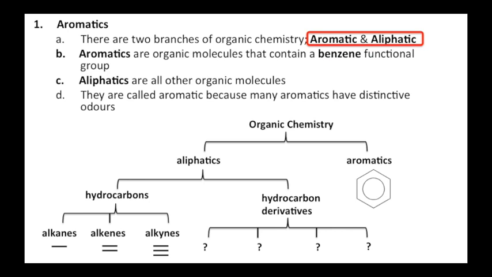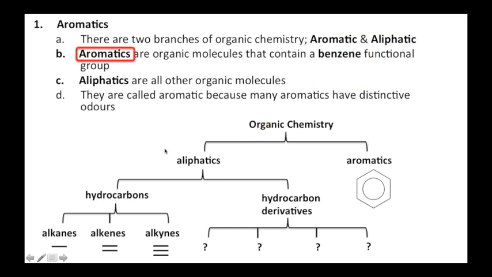Alright, so what's an aromatic? Well, if you look at this chart that I've created, you'll see it basically has two divisions: aliphatics, aromatics. We can have either the aromatics, which contain this structure here, which is called benzene, or you can have aliphatics, which contain hydrocarbons and hydrocarbon derivatives. We haven't talked about those yet. But with the hydrocarbons, we have talked about these: alkanes, alkenes, and alkynes, single, double, and triple bonds.